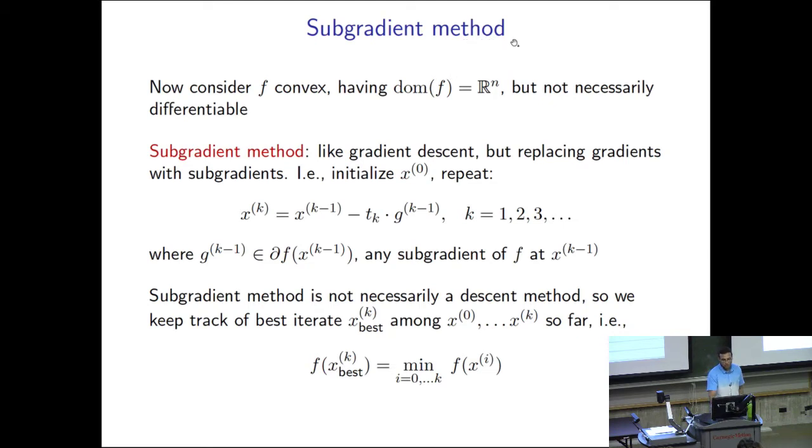Although I'm sure, some percentage of the time I'll just forget and I'll call it subgradient descent. It's just kind of natural to call it that. But I'll try to avoid calling it subgradient descent because it's not really a descent method.